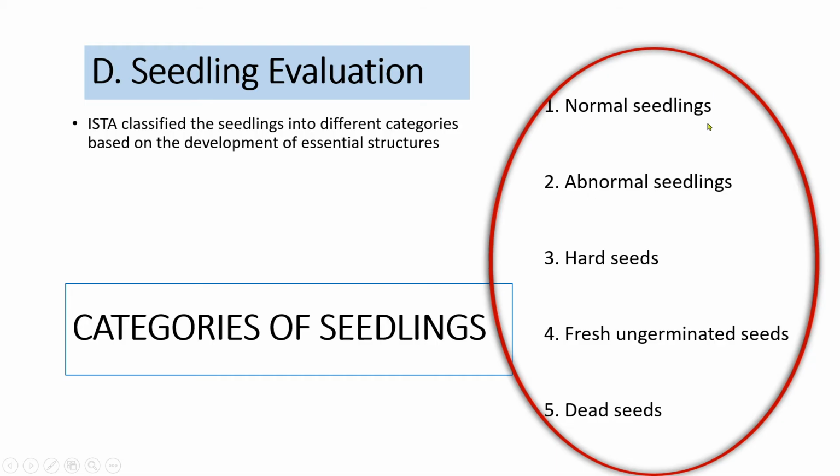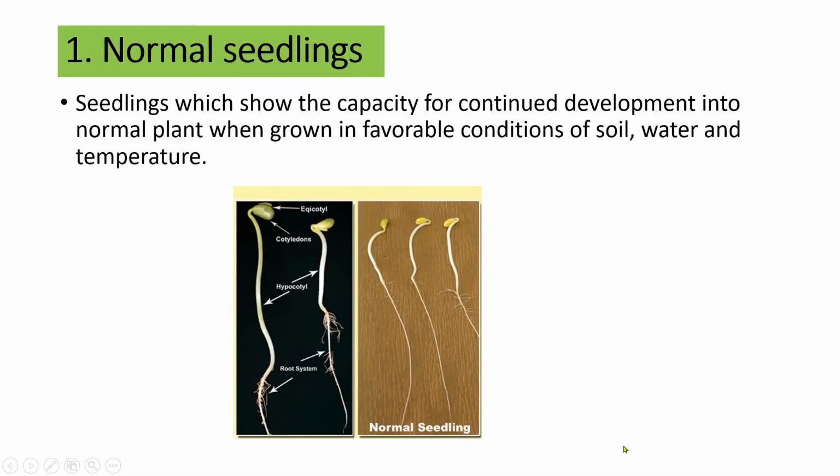First of all, we have normal seedlings, second, abnormal seedlings, and we have hard seeds, and then we have fresh ungerminated seeds, and the last one we have dead seeds. Let's see them one by one. What is a normal seedling?